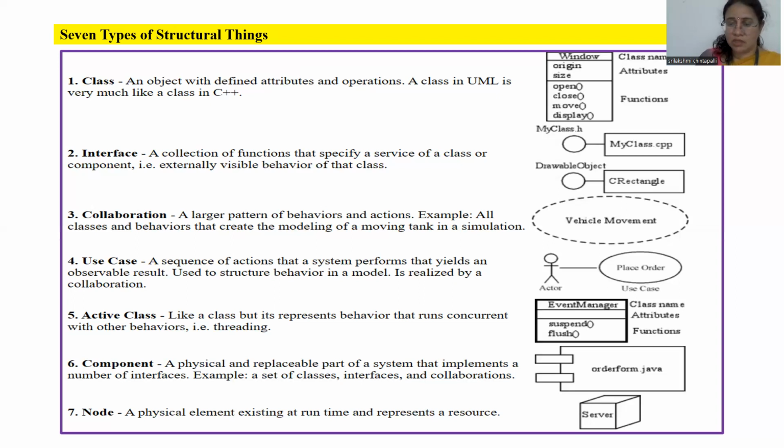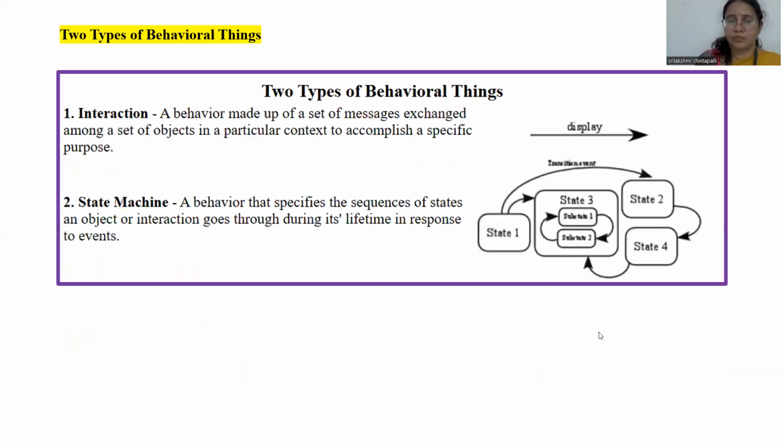Then we have use cases. Now, a use case is represented as this oval symbol. It represents one particular task done by any user. And then we have active class. Now, threads are also called active class in UML language. And then we have component. Your modules are represented like a component. And then we have a node represented like a cube.